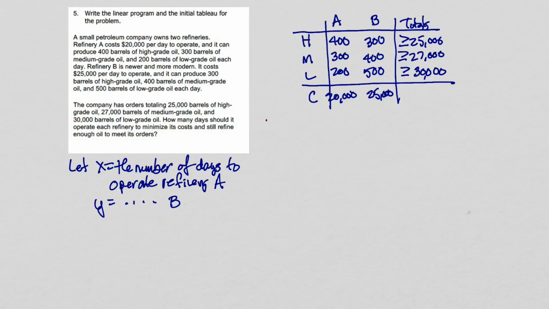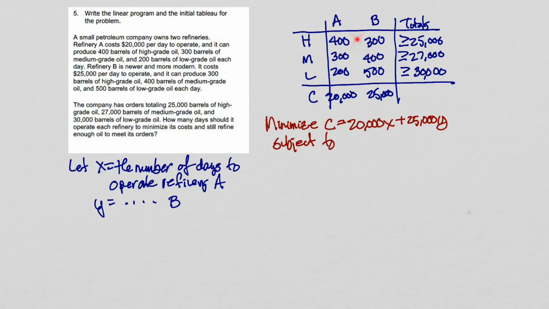So here's our linear program. What we want to do is we want to minimize our cost function. So minimize C equals, and the cost is going to be 20,000 times the number of days we operate refinery A, and that's x. So this is going to be 20,000x plus 25,000y, subject to these constraints, right?